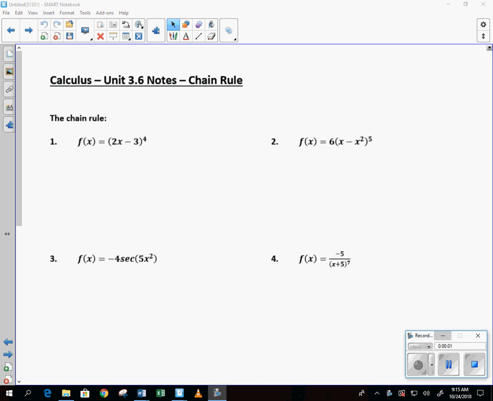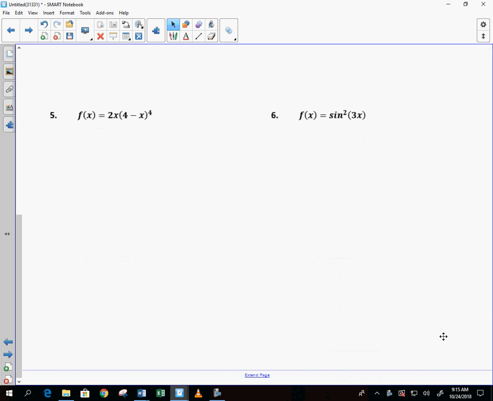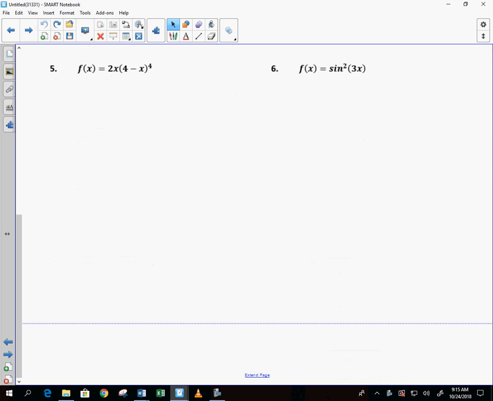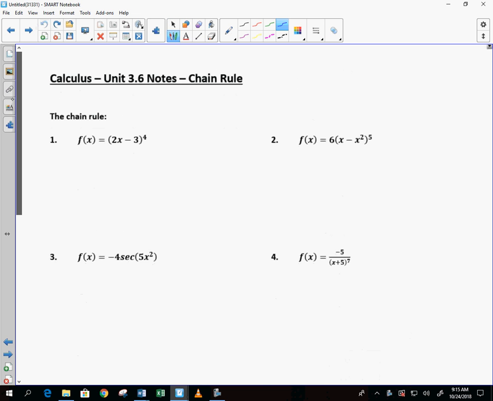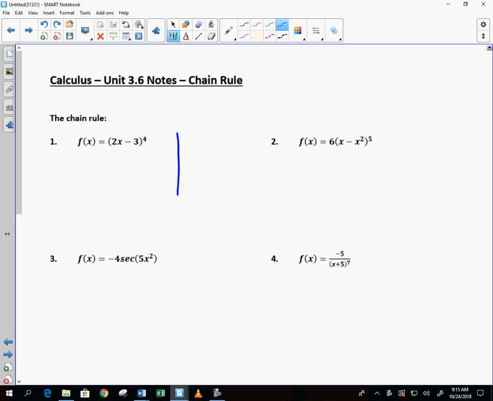Right now, we look at this piece, 2x minus 3 to the 4th power. Whoa. What's the inside? What's the outside? Okay. Derivative of the inside, 2x minus 3. Derivative of the outside. Multiply them together.